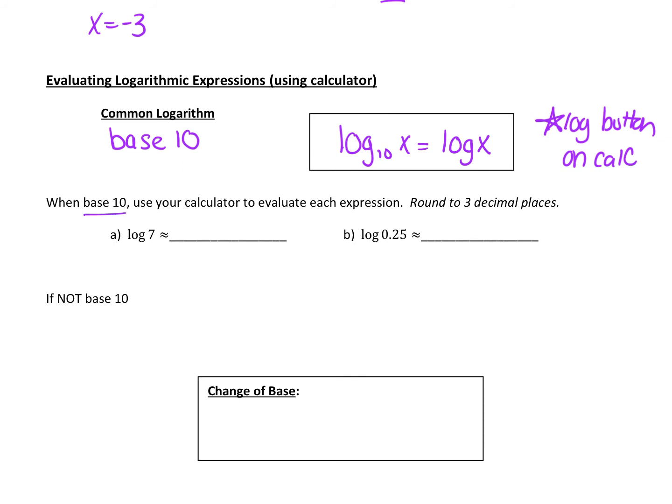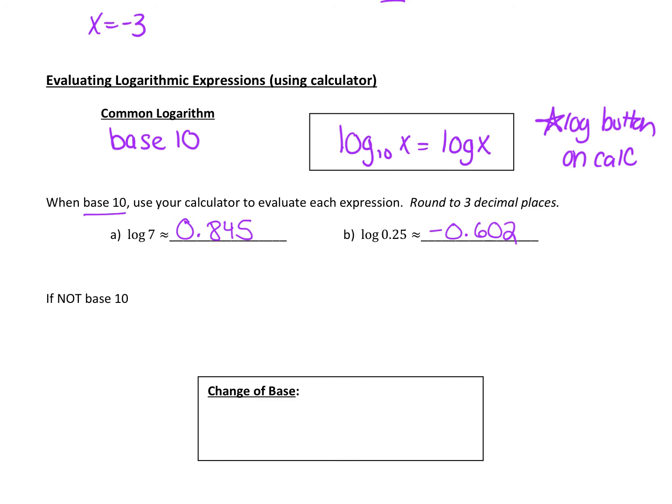So when we use base 10 on our calculator, we're going to evaluate these expressions. I would type in my calculator the log of 7, and you should get 0.845, and log of 0.25, I should get negative 0.602. On a TI calculator, your log button is on the left side about 2/3 of the way down. On a Casio, your log button is somewhere more in the middle. If you need help locating your log button, let me know.